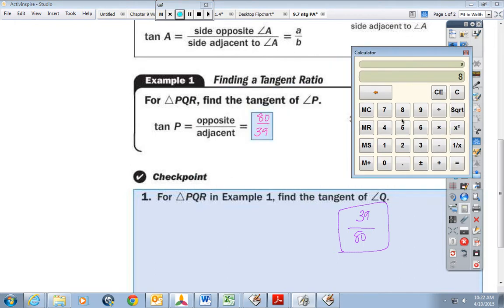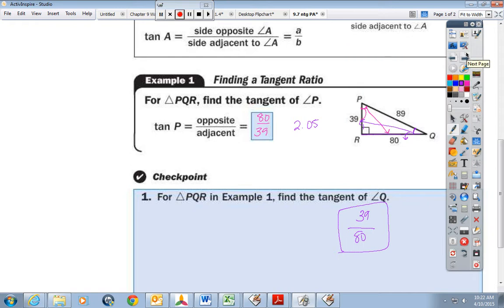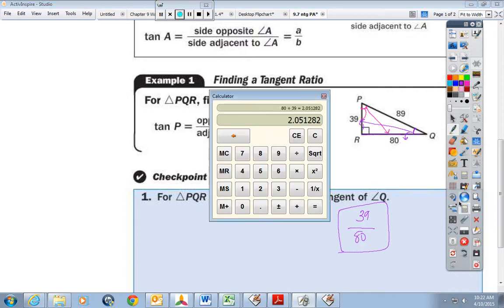divided by 39, I get 2.05. That's the relationship. That's how much bigger this side is than this side. Okay? Now, if I was to do it here, I would take 39 divided by 80, and I get 0.4875. That's showing the relationship. That's that percent of this, so to speak. Okay, so that's kind of what it's telling you.